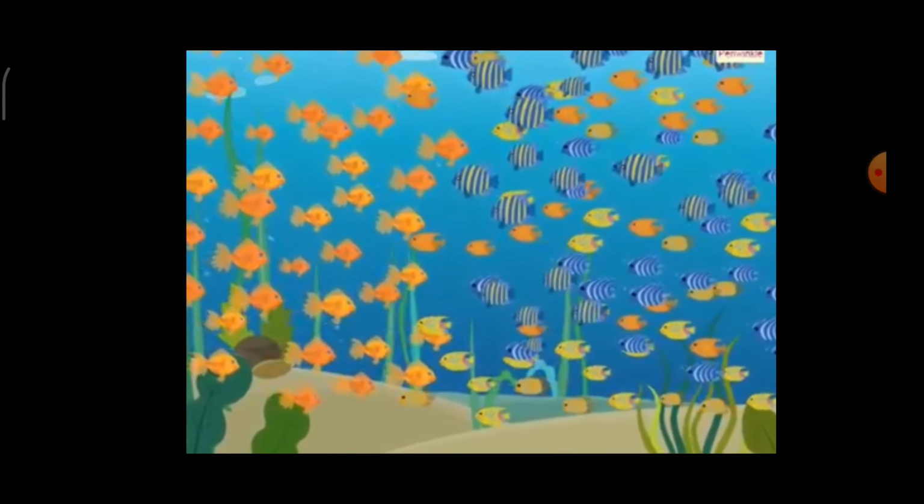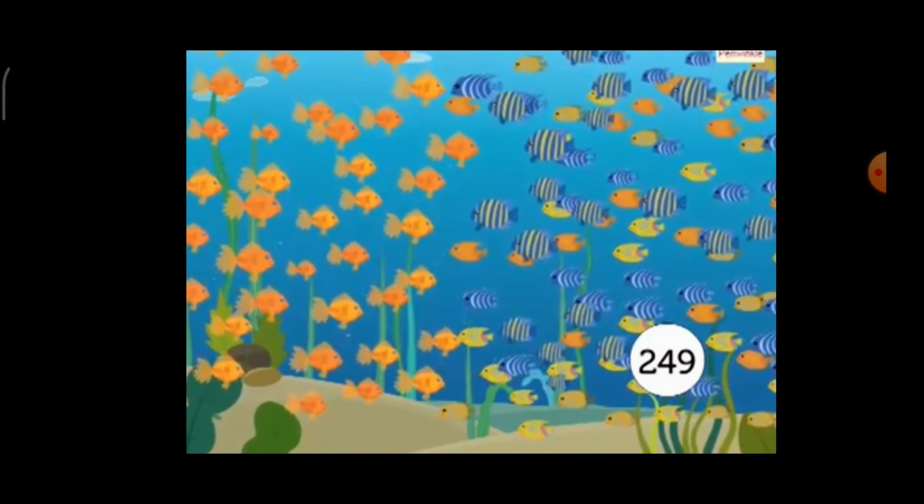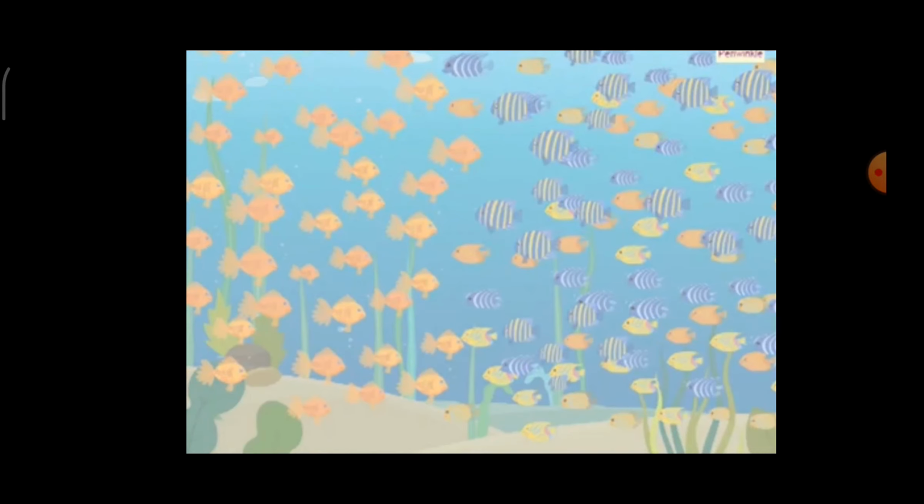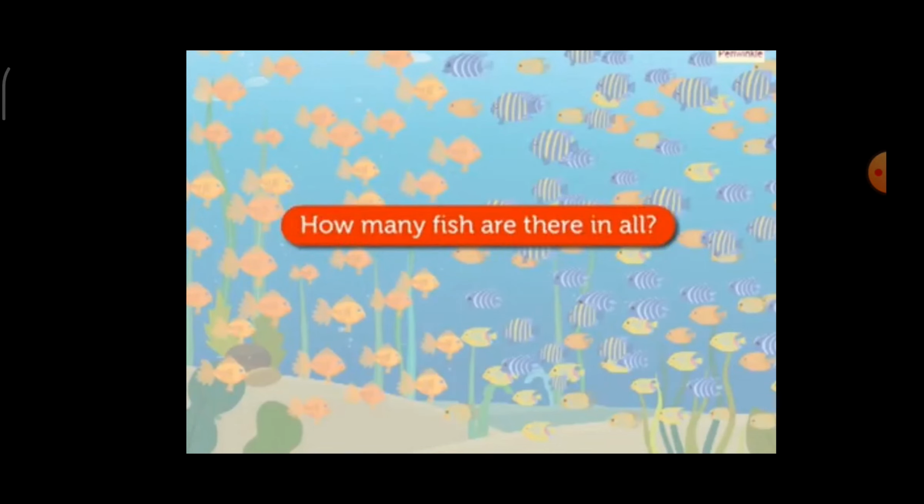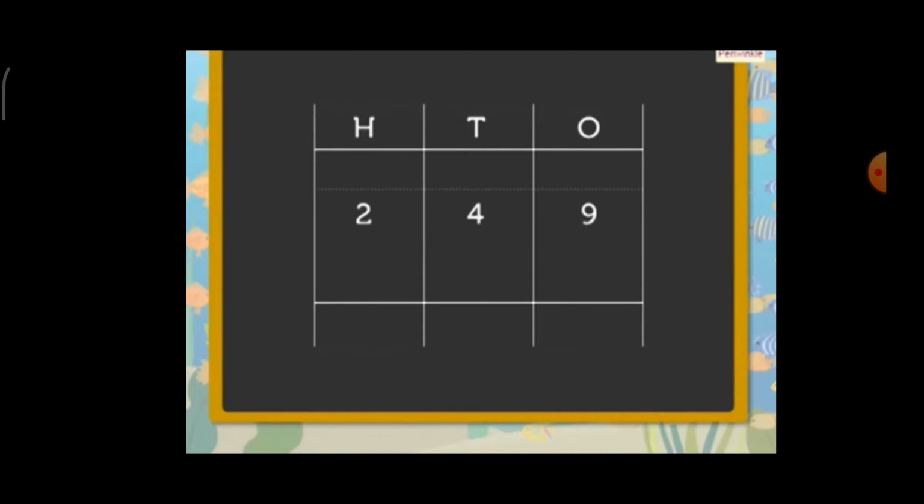Look, there are so many different types of fish. There are 249 angelfish and 103 goldfish. Let us see how many fish are there in all. Here we have to add 249 and 103 to find out the number of fish. Add the ones, that is 9 plus 3 is equal to 12. Carry 1 ten to the tens column and write 2 in the ones column.